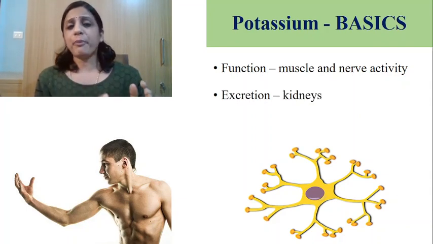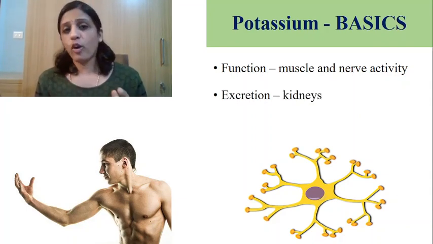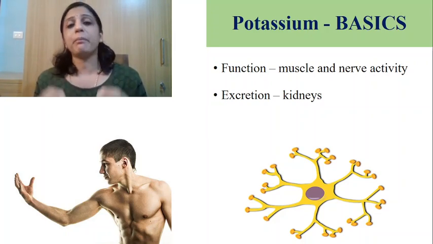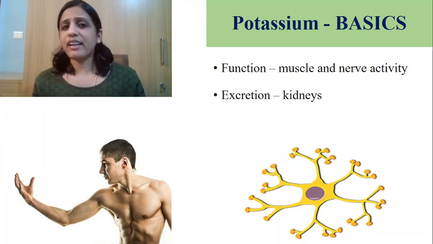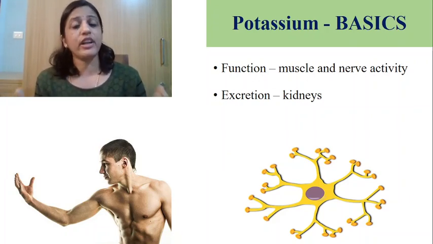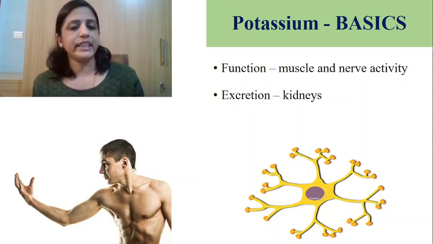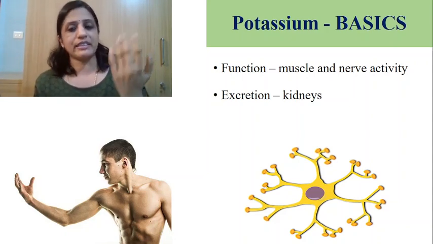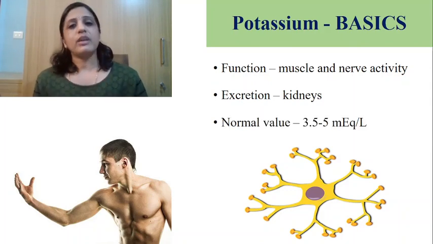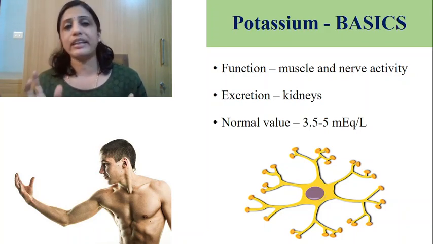Now, another important thing we should understand in normal physiology is that potassium is an electrolyte which is excreted by the kidney. So if there is a renal failure, potassium will not be excreted by the kidney. So automatically the potassium level will start to increase in the blood. Very important to remember the normal value of potassium: 3.5 to 5 milliequivalents per liter.